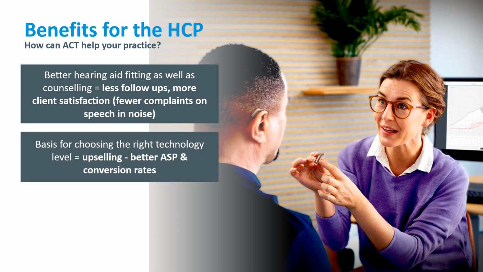ACT can also be the basis for choosing the right technology level. So let's say the ACT score is 16. That's the highest and most severe score, and your client wants the cheapest, most basic hearing aid possible. By showing them actual proof that their speech and noise ability is actually really bad, you can upsell and recommend a higher technology level that has better noise management options, which leads to a better ASP or average selling price, and you can also close that sale and sell that hearing aid.